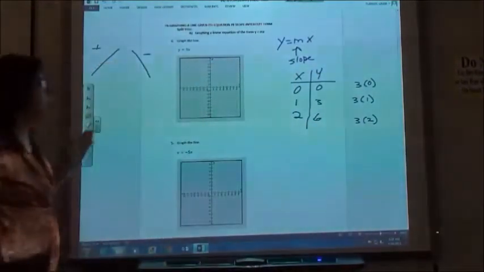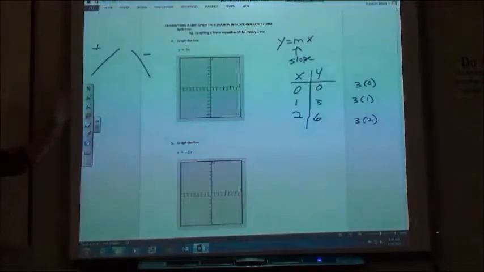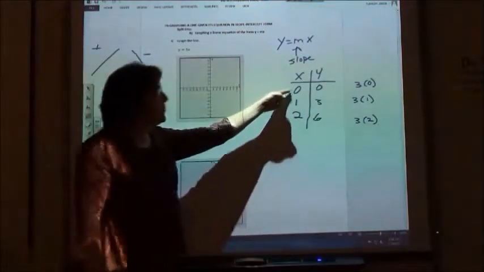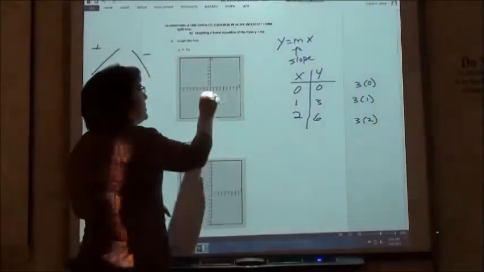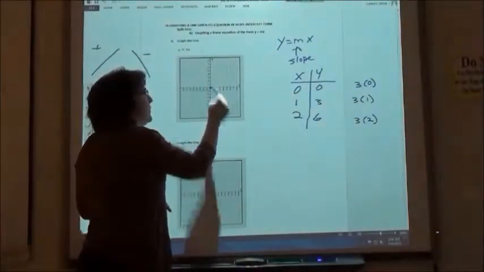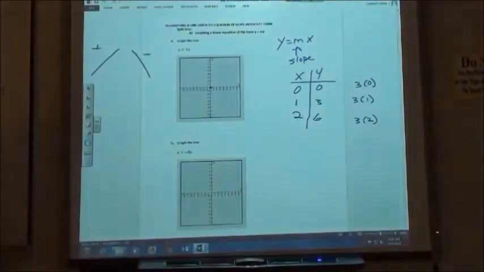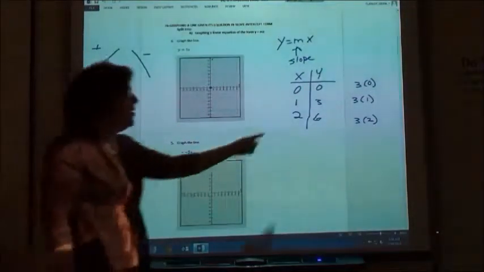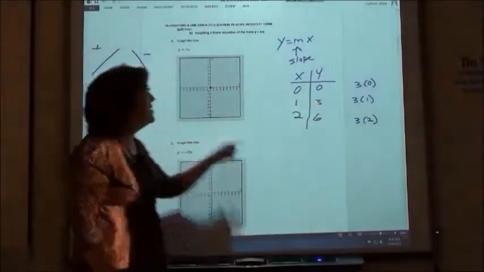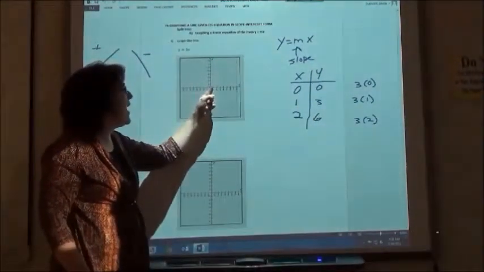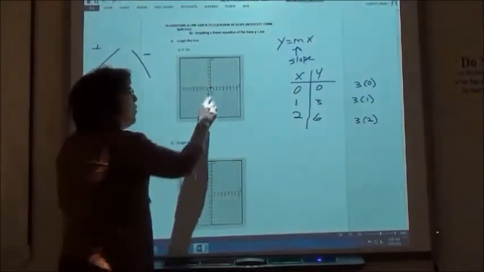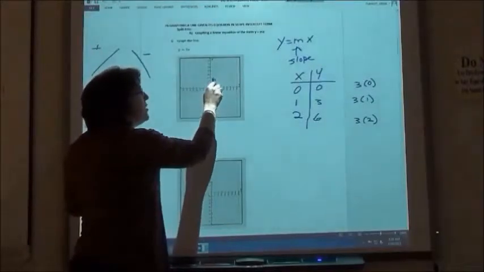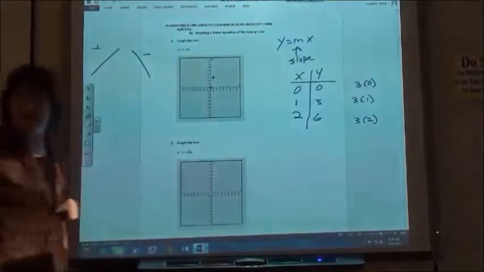Now when I plot my ordered pairs, the left or right is the x direction, the up or down is the y direction. 0, 0 is the first one I'm going to plot. 0, 0 is just going to be right in the middle. I didn't go over any and I didn't go up any. The next one says I'm going to plot 1, 3. Means I'm going to go 1 to the right and up 3. 1 in the x direction, 3 in the y direction, and that's where my dot is.